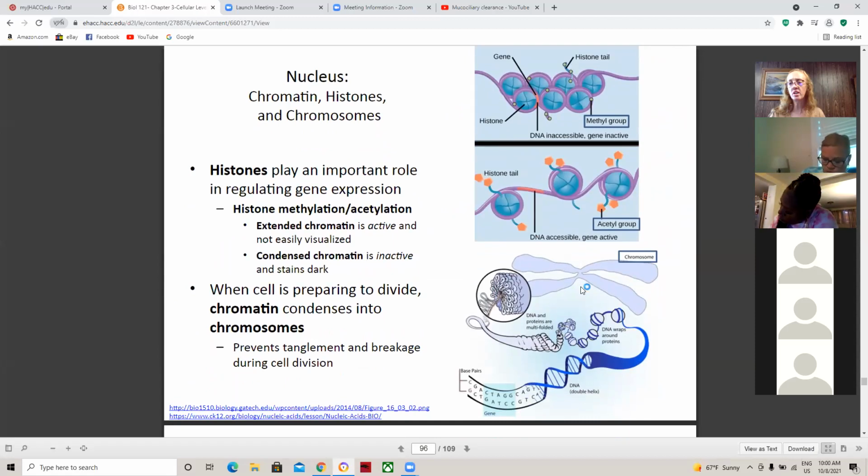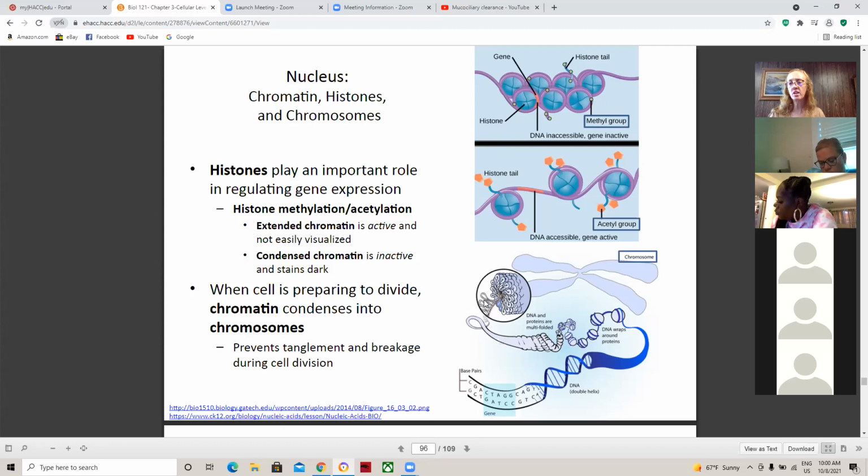If you really wanted to study gene expression, which we touch on here but we're not going to elaborate on a lot, you'd learn that the histones are vital to the regulation of which genes are expressed and which genes are silent, based on whether the histones are methylated or acetylated.